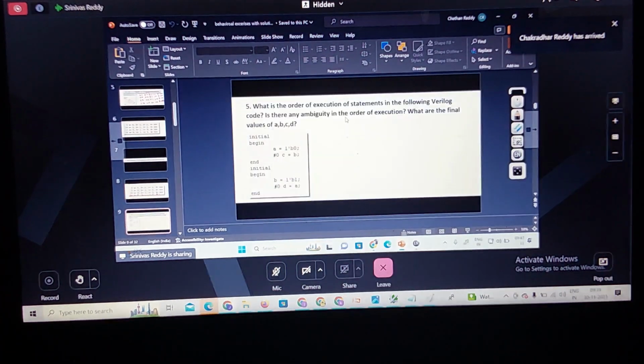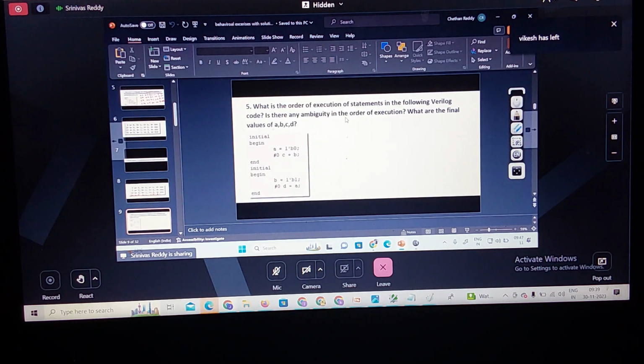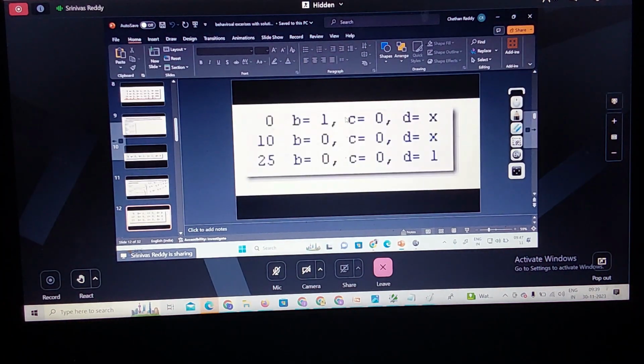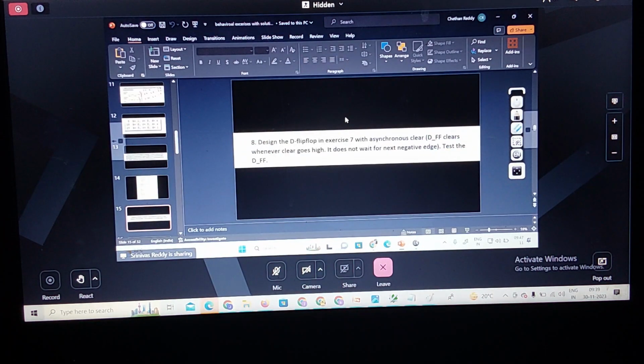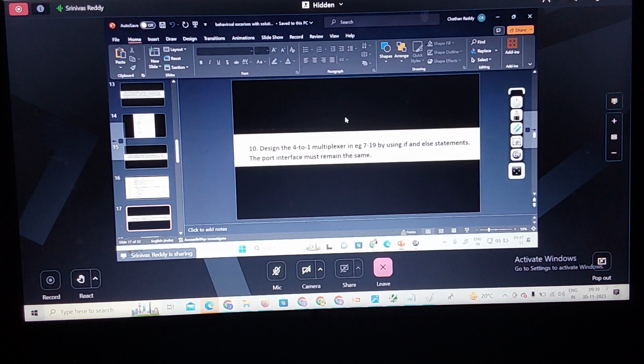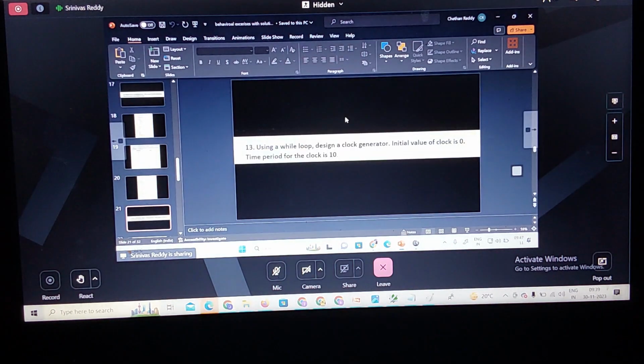We saw the output of the non-blocking statement. This question we have done, and all these are done: the D flip-flop with synchronous clear and asynchronous clear, then the asynchronous multiplexer. Then the case statement using ALU design, an 8-function ALU using the case statement, we have done. I think this is also done.